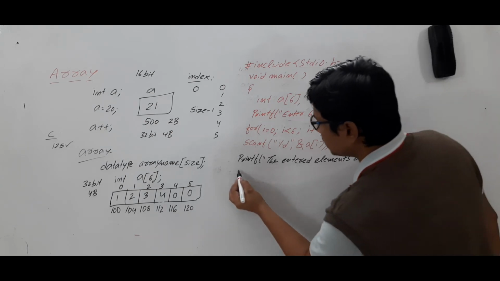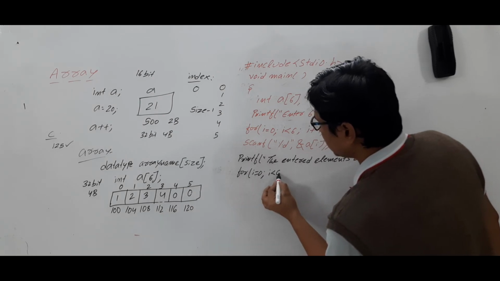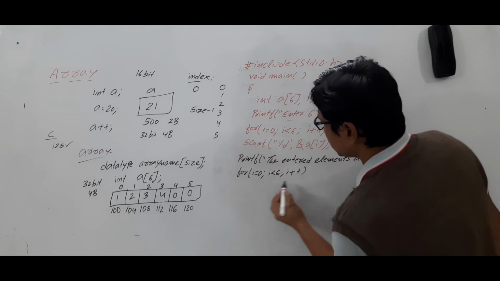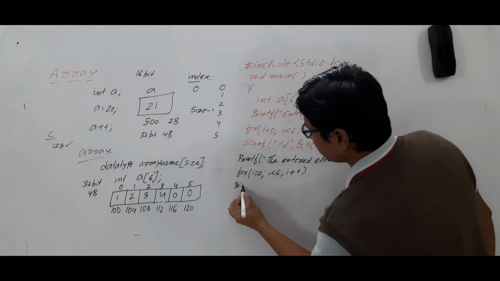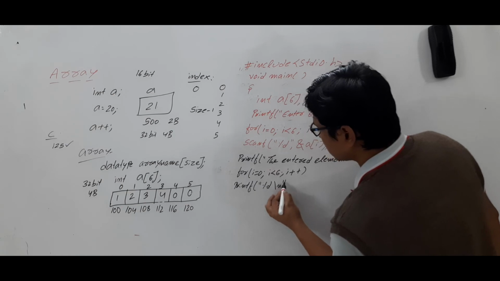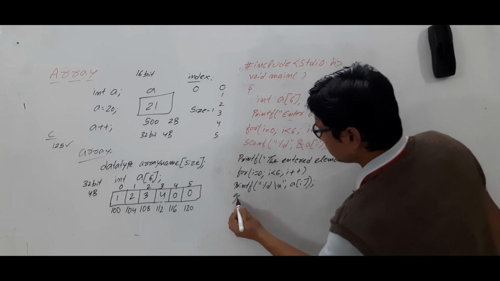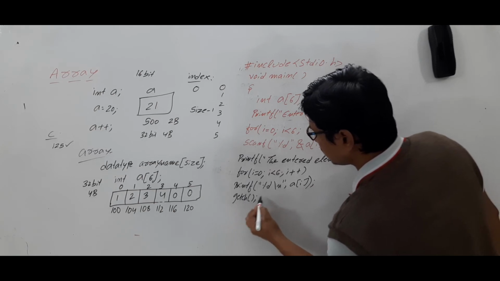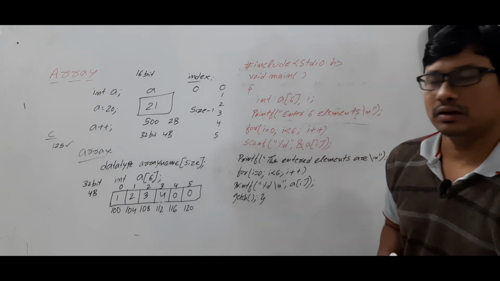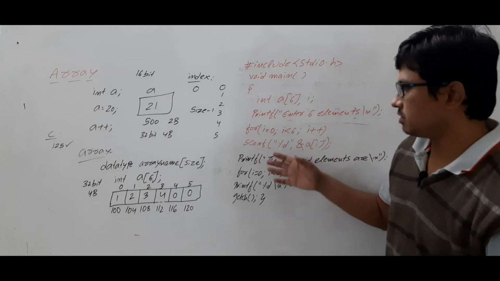Okay, then let me use the for loop. For i = 0; i < 6; i++, printf("%d\n", a[i]). Let me complete it, getch(), and close the main function. Okay, now let me discuss the working process of this program.